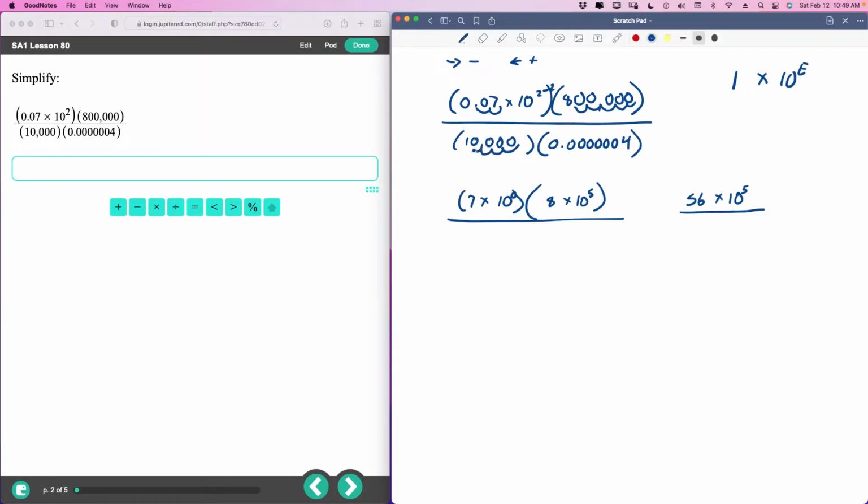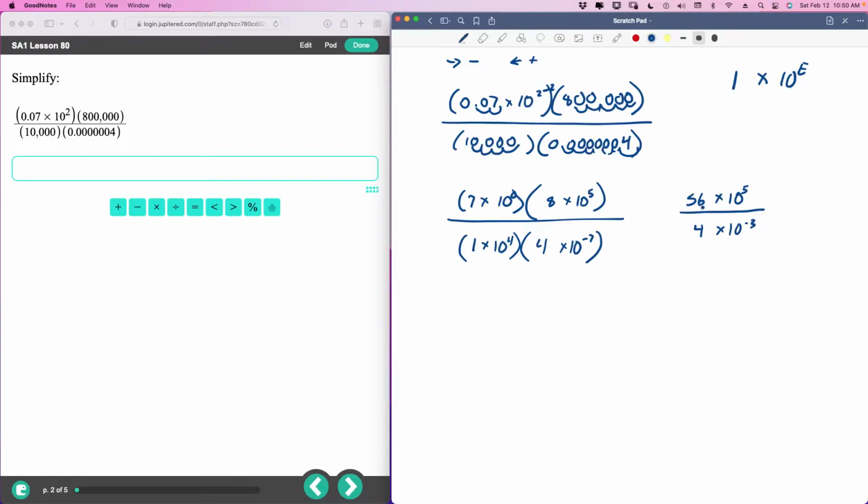1, 2, 3, 4. 1 times 10 to the 4. And then this is going to be 4 times 10. We just have to figure out the spaces, right? 1, 2, 3, 4, 5, 6, 7. So that's negative 7 because we went this way. 1 times 4 is 4. 4 minus 7 is negative 3.